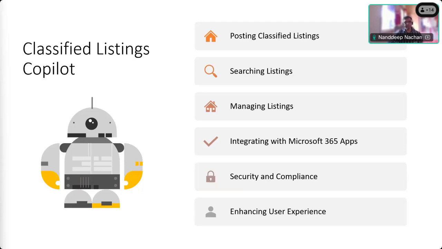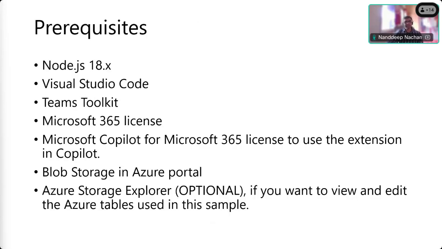And obviously, this kind of thing will enhance the user experience because we are creating a plugin for functionality which people were looking for, and then they can use this plugin within the interface of Microsoft Teams or Microsoft Copilot. So these are the basic features that we will need. We will need Node.js, Visual Studio Code with the Teams Toolkit extension installed. Obviously, licenses. We will need Microsoft 365 and Copilot. And again, I'm just using blob storage to store the information in the Azure portal. But again, you can feel free to use any other storage, maybe a SharePoint list or anything else.